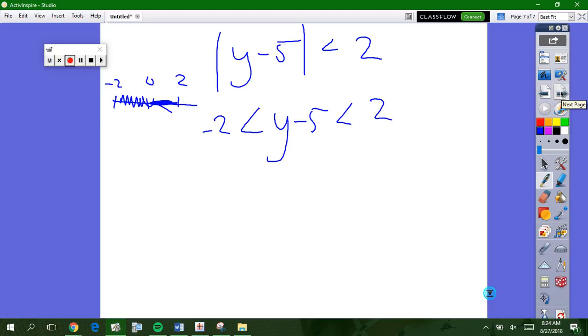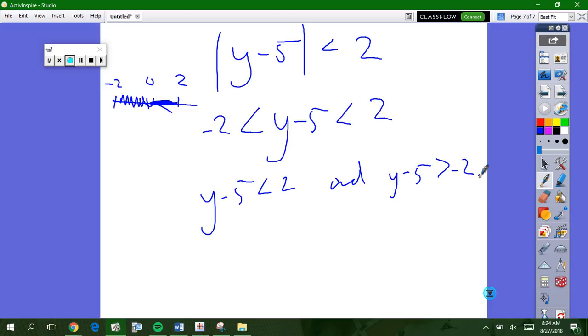So always, like, I could even do this right here. Y minus 5 is less than 2, but because of what it is, knowing that it's in between 2 numbers, I know it's the word and, right? Y minus 5 has to be greater than negative. So switch the sign and the number. Good question.